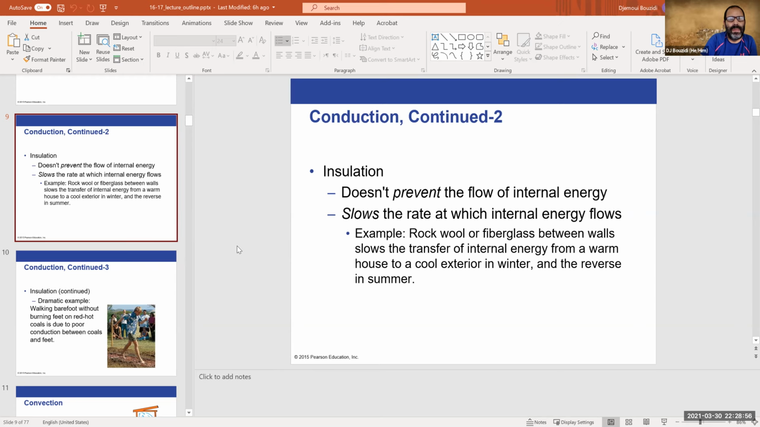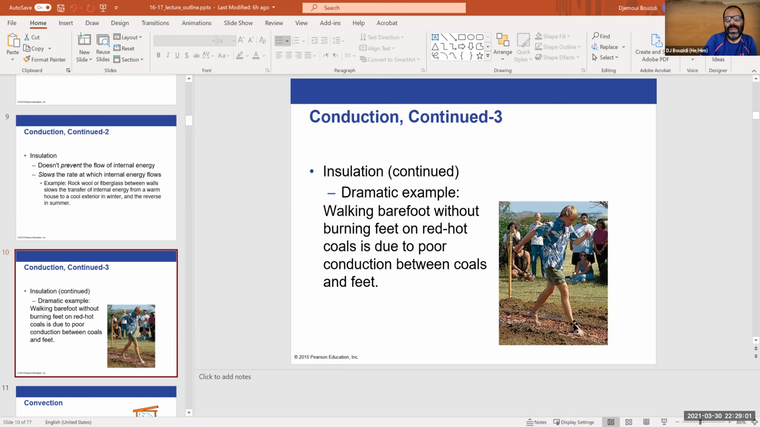This is a trick that is used a lot. It's because actually coal is not that great of a conductor anyway. Okay, as long as you don't stay too long on it.